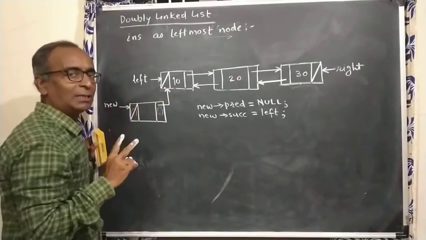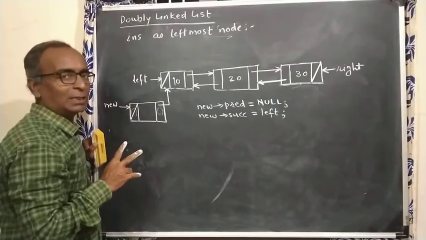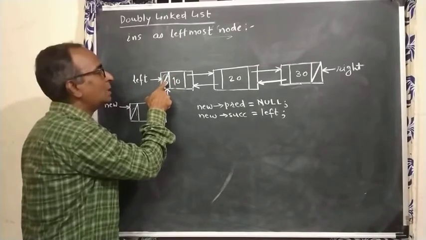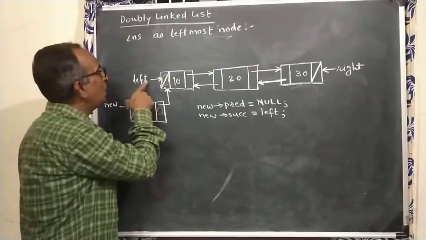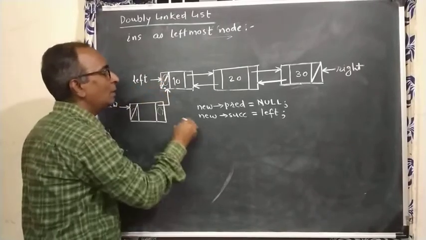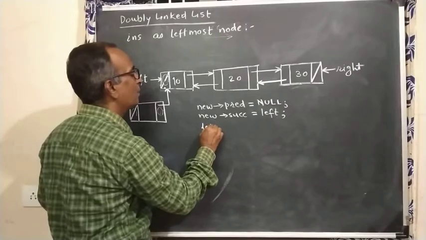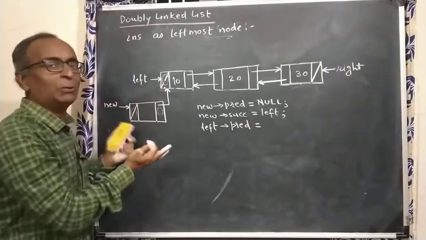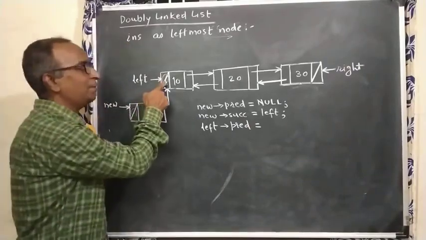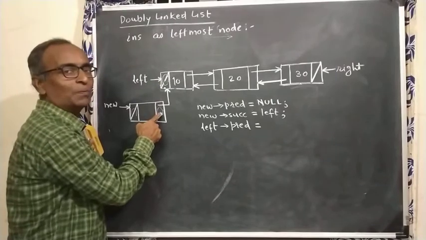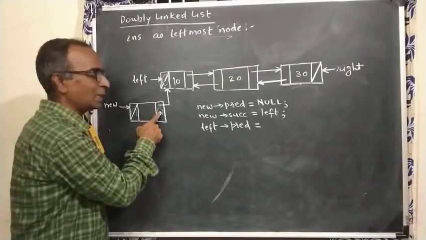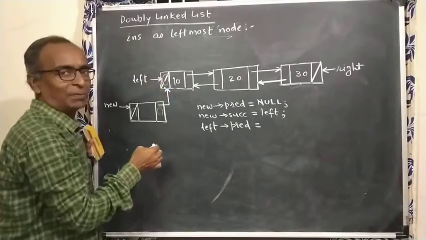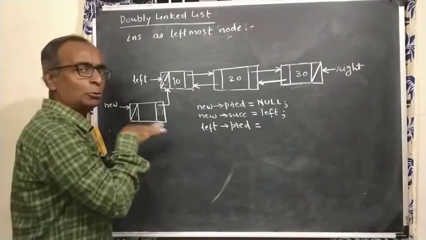Two pointers we have adjusted. Now another two pointers we have to adjust. What are those pointers? This field you have to adjust. This field. How to access this field? This node is pointed by left. So this field can be accessed by left's predecessor field. Now if you are drawing this pictorial view correctly, you can access this field through this pointer also. How to write that? New's successor's predecessor. New's successor gives you this node's address, its predecessor. But that will be somewhat complex. That way also you can access.